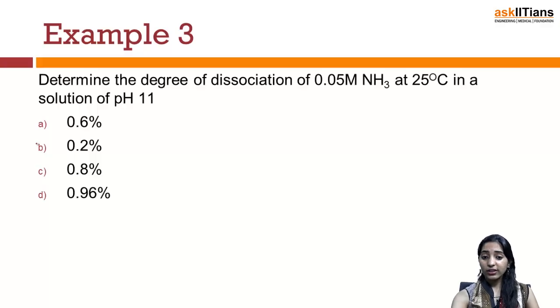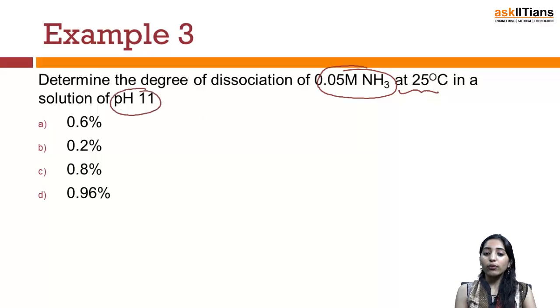Let's discuss one more question of this type where we have been asked to determine the degree of dissociation of 0.05 molar ammonia at 25 degrees Celsius in a solution of pH 11. So what we have to take into account in such a question is: you have been given that there is 0.05 molar ammonia solution and the temperature is 25 degrees Celsius. The solution has pH 11 and you have to find the degree of dissociation.